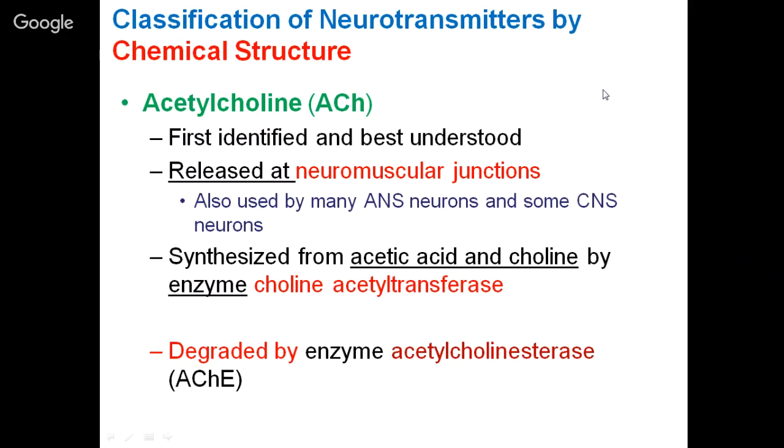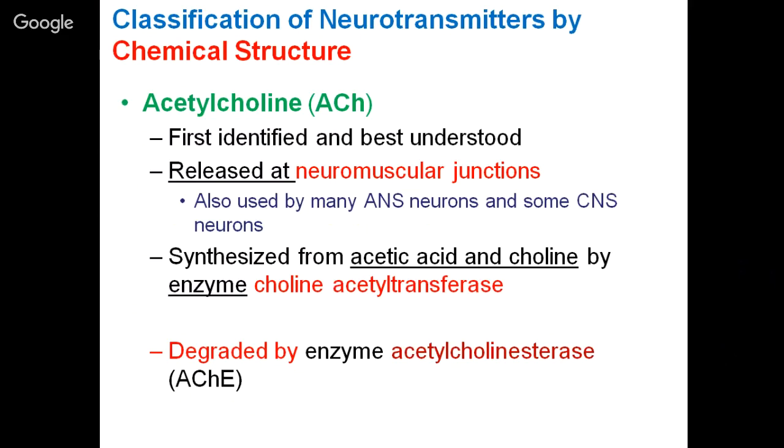So let's look at acetylcholine first. It's the first identified and best understood neurotransmitter. It's released at the neuromuscular junction, and also used by many autonomic nervous system neurons and some central nervous system neurons. It's synthesized from acetic acid and choline by the enzyme choline acetyltransferase.